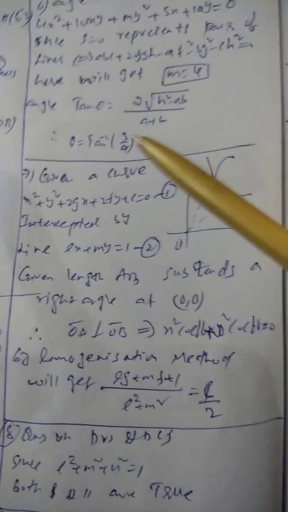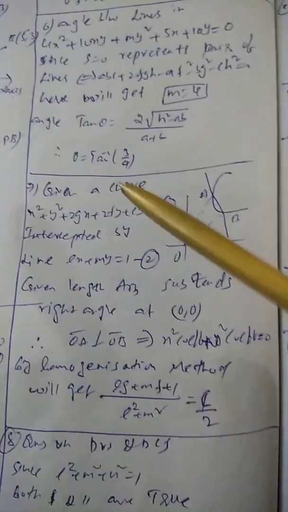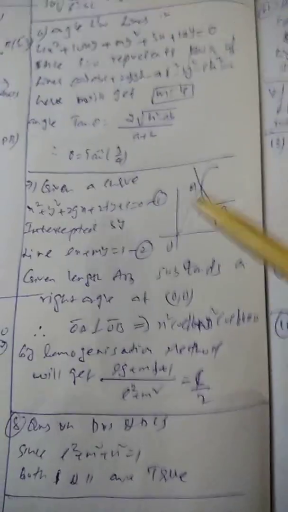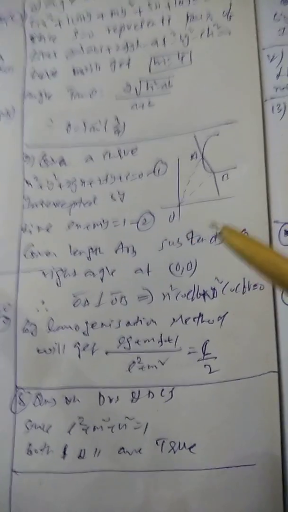Because here we are using tan theta, because of the options we have, theta is equal to tan inverse of something. So we used the tan theta formula here. Otherwise, we can use the cos theta also.